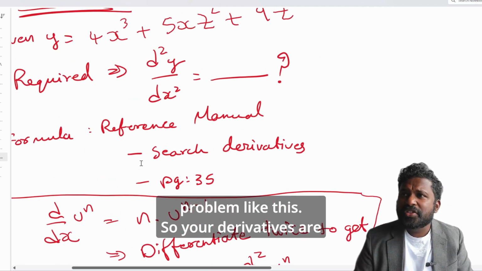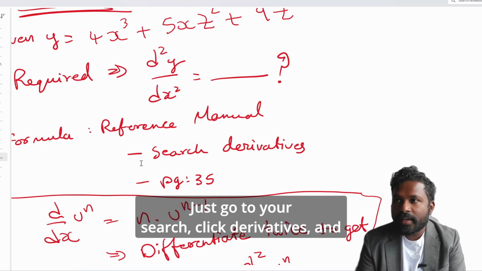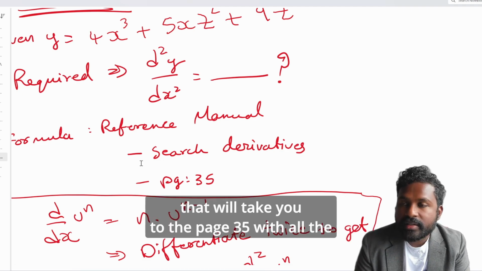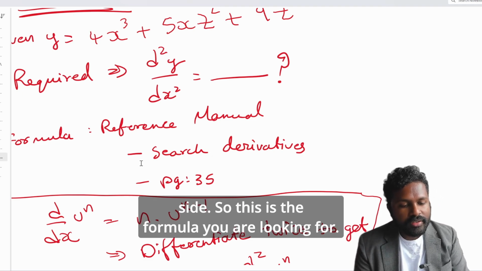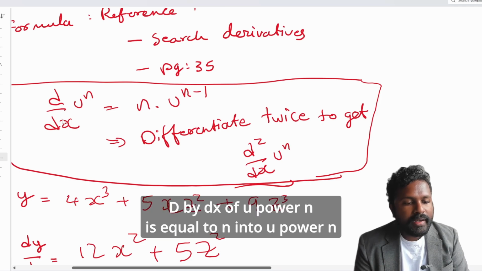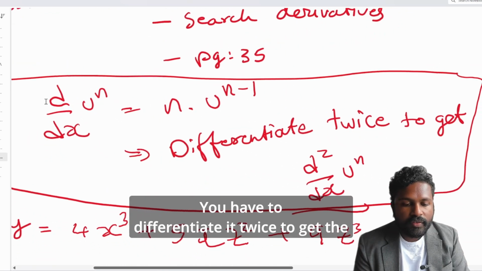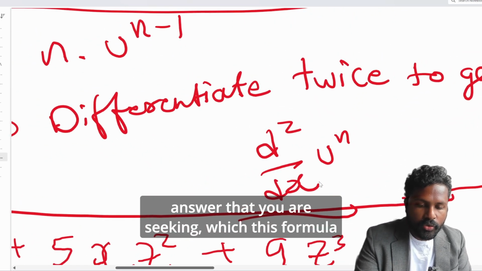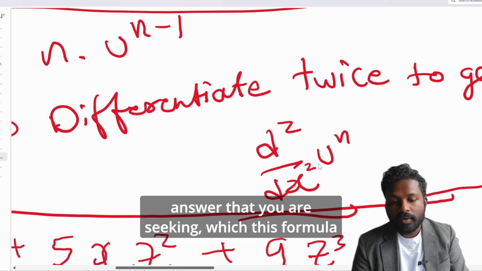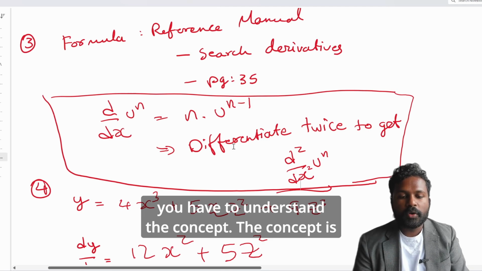And the formula to solve a problem like this: your derivatives are in the mathematics derivatives section. Just go to your search, click derivatives, and that will take you to page 35 with all the derivative formulas written on the left hand side. So this is the formula you are looking for. d by dx of u power n is equal to n into u power n minus 1. Now this is only a single derivative. You have to differentiate it twice to get the answer you are seeking, which won't be listed in your reference manual. So you have to understand the concept.